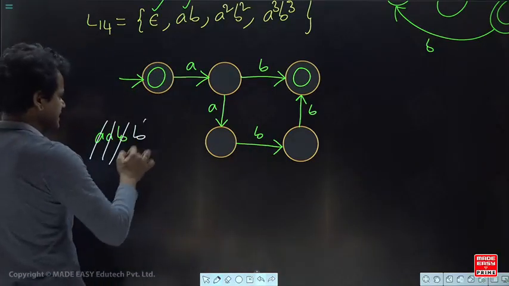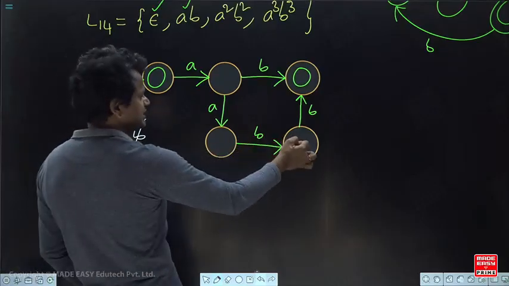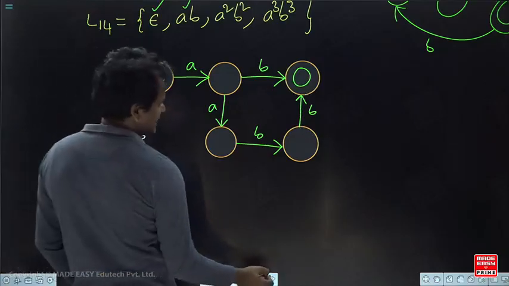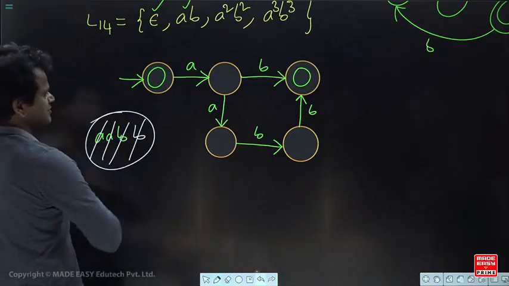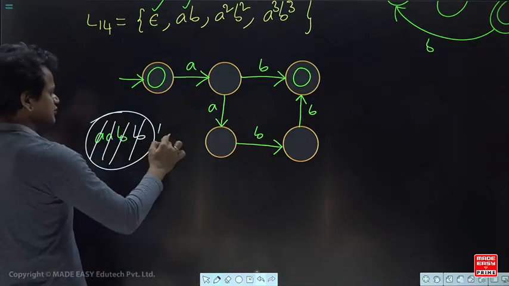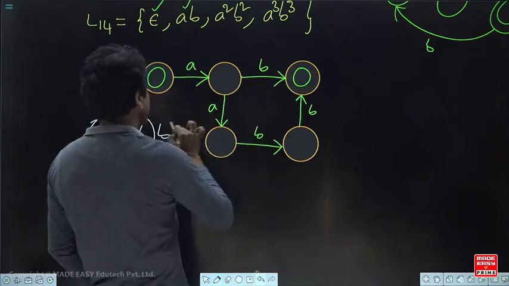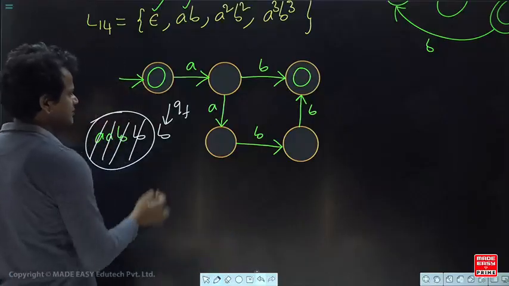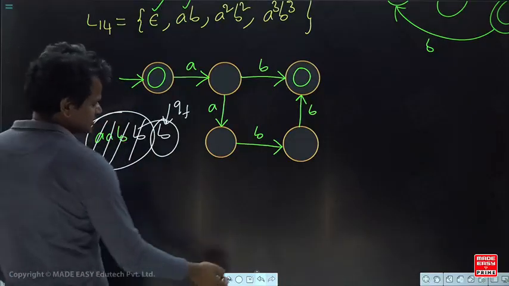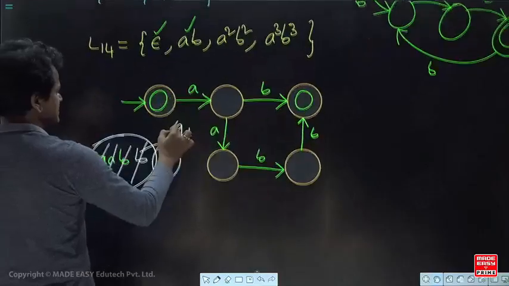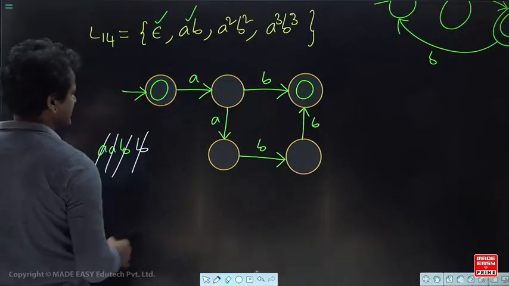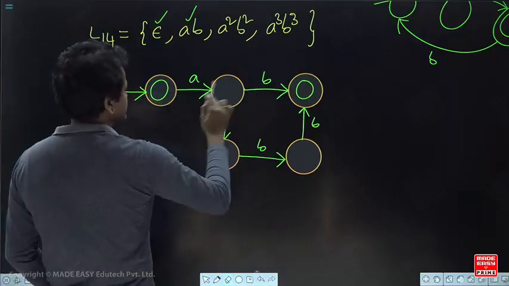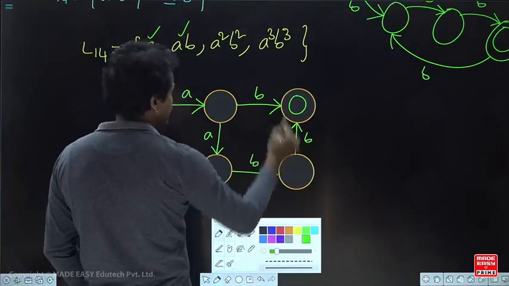Suppose one more b is there. Yes, then the machine goes from here to here, and it is a final state, meaning accepted, and the string is completed, accepted, because it is valid. Suppose one more b comes. Already we are in the final state, and in the final state we haven't defined anything. The machine stops in the final state, but the string is not completed, so not accepted. So it accepts a square b square, and it accepts epsilon, ab, a square b square.